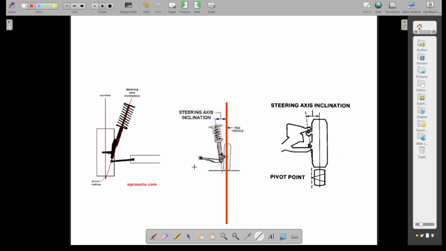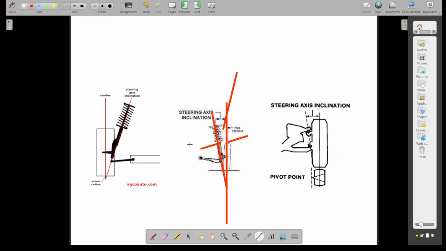So it is the angle measured in degrees between the vertical and the line drawn between the centers of the ball joints when viewed from the front of the vehicle. So these are the ball joints over here, and this angle is called the steering axis inclination. The line drawn through the center of the ball joints and the vertical, that becomes the steering axis inclination.